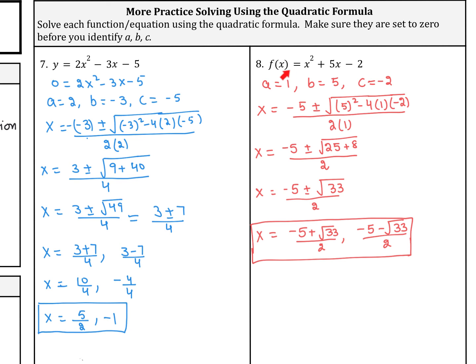Question number 8, where you're going to put this equal to 0 first, and then you're going to apply the quadratic formula. You're going to have A equals 1, B equal to 5, and C equals negative 2. Plug it into the formula. So you got negative B plus or minus the square root of B squared minus 4AC. And then you're going to have 25 plus 8. Negative 5 plus or minus the square root of 33. And we do not have a perfect square for 33. You're going to have two answers, one with the plus and one with the negative.